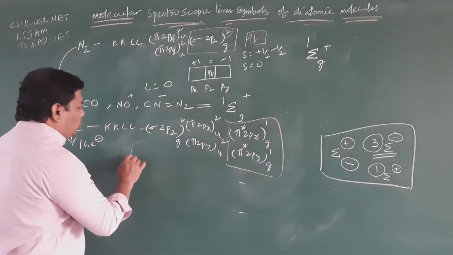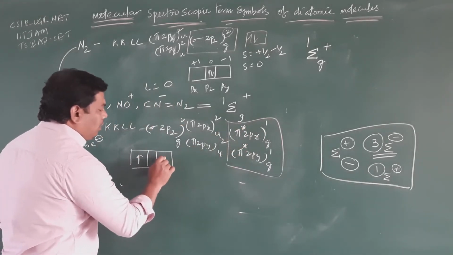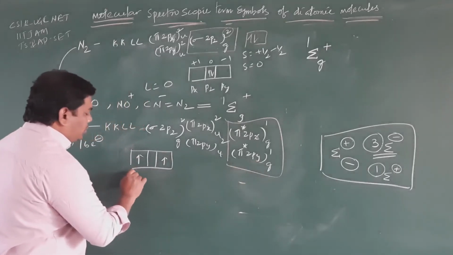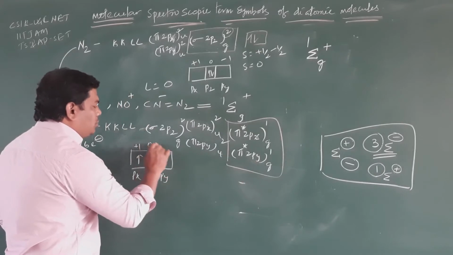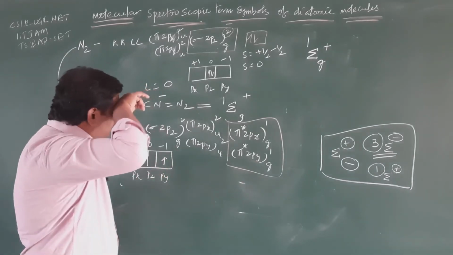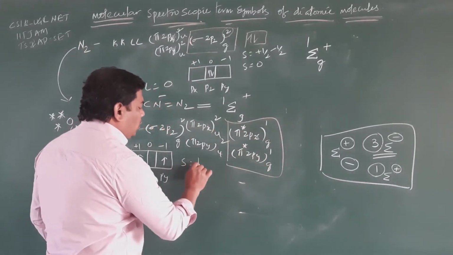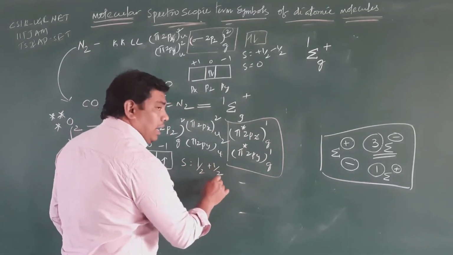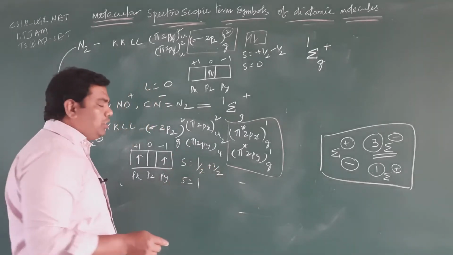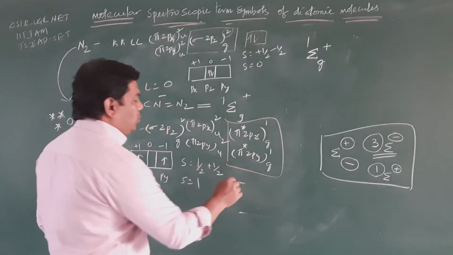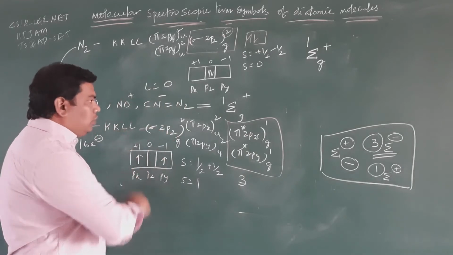The two electrons, one is a px electron and another is a py electron. So this is px and py, student, and this is pz, so +1, 0, -1. Here the two electrons are present in different orbitals, so S is equal to 1/2 plus 1/2, which is 1. So the spin multiplicity is 2 into 1 plus 1, which is 3. Clear?